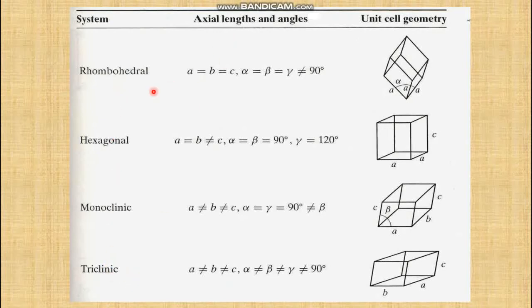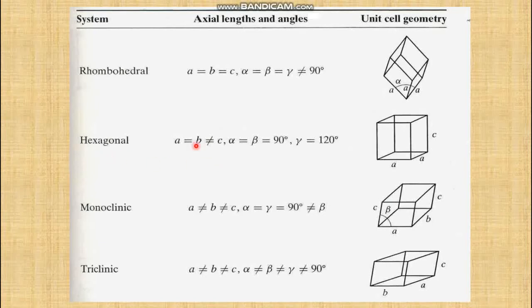Rhombohedral is actually so called because its face is a rhombus, and its 3D form is rhombohedral. Here A equals B equals C, and none of the angles are 90 degrees, but the angles are equal. All 3 angles are equal, but none of them is 90 degrees. If it were 90 degrees, it would become a cube, isn't it?